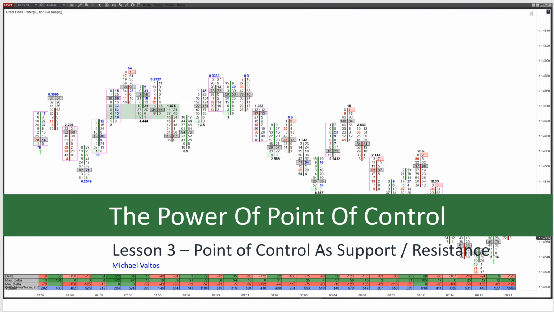And this is one of the main ways that people use point of control. It's an obvious support and resistance level, I think, for most people. And once you understand it, I think it'll be very, very clear to you going forward.